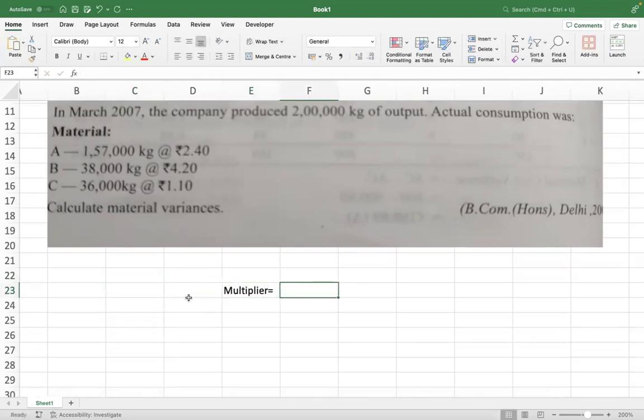So you should get a multiplier here, which is nothing but 200. Okay, the multiplier is 200.